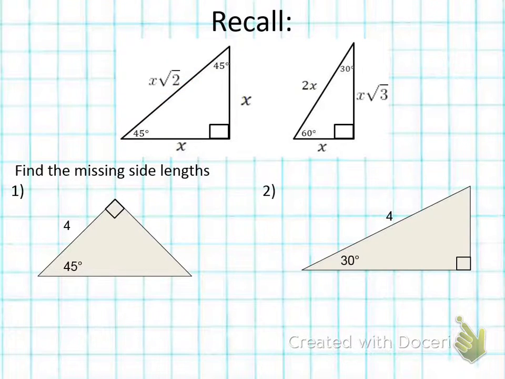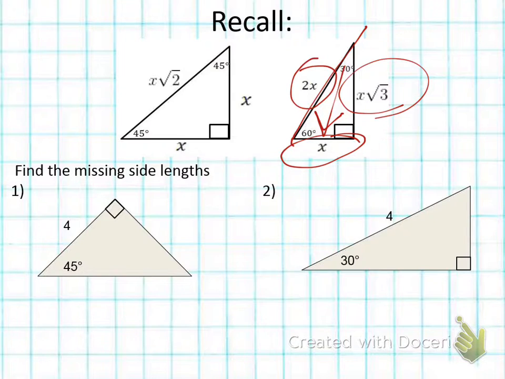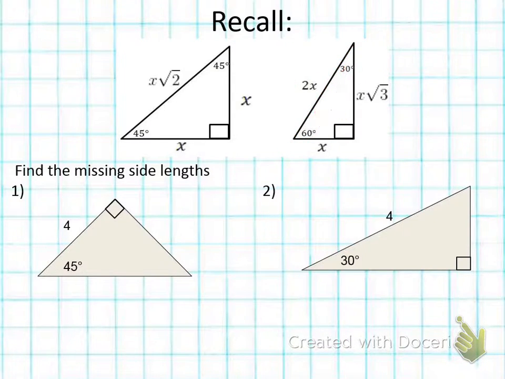Then over here in our 30, 60, 90 triangle, the side across from 30 degrees is the shortest side. That one we call x. The hypotenuse is twice that length, so 2x. And the longer leg is x times the square root of 3. So we have x root 3, and 2x for our key values there. Okay, so let's try some of these.